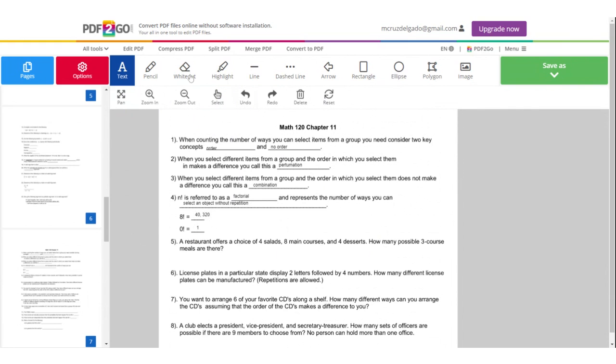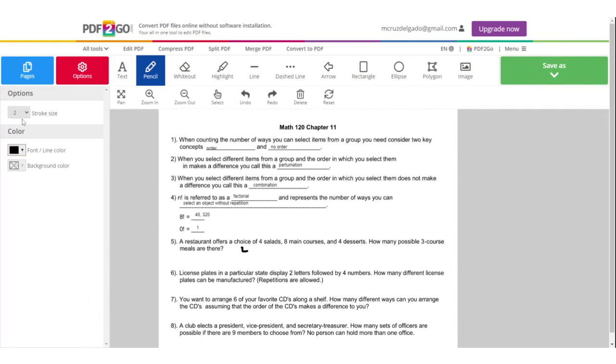So this is just plain old counting principle for 4 times 8 times 4. 4, 8, and 4. So we're just going to multiply them all together.